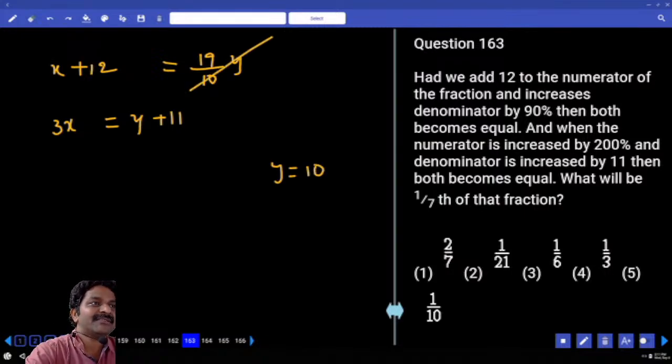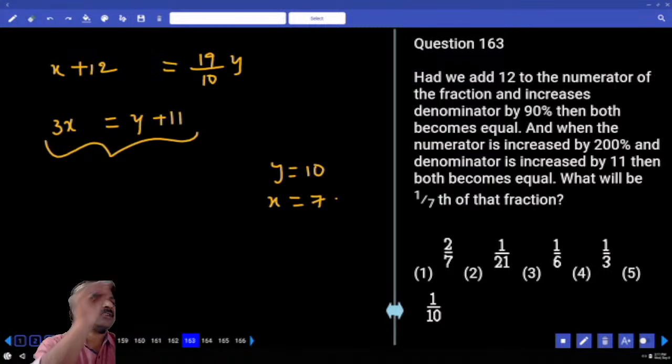Right hand side, how much is the value? Left hand side, how much is the value? 12. Then x must be? If x is equal to 7, let's see whether the second equation gets satisfied or not. Left hand side 3x is 21. Right hand side 10 plus 11 is 21. Satisfied? Yes. So our original fraction is?